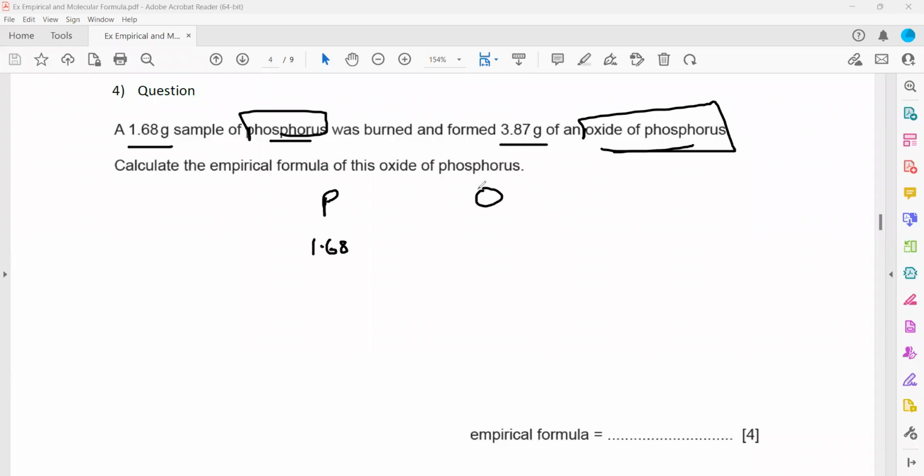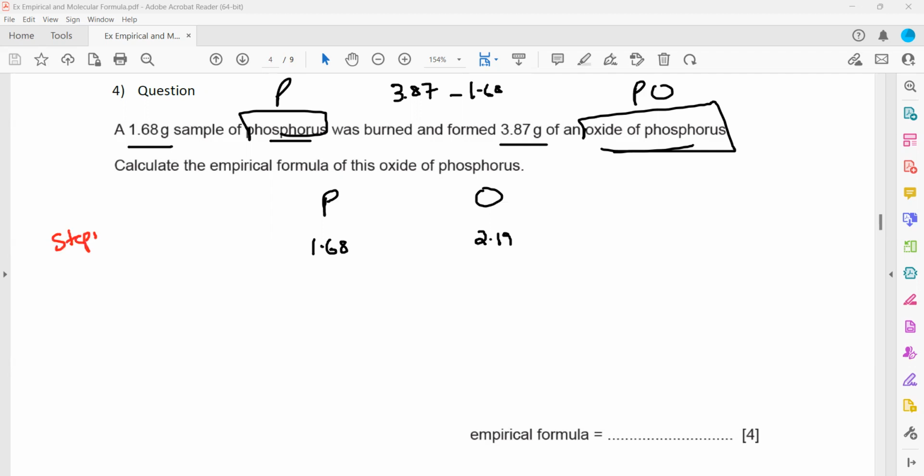1.68. But what about the mass of oxygen? Because this is the mass of phosphorus and oxygen, and this is the mass of phosphorus. So how to know the mass of oxygen? We just subtract: the mass of phosphorus oxide minus the mass of phosphorus will give us how much oxygen is there. So it will be 3.87 minus 1.68, which will give us the mass of the oxygen in this compound, which is 2.19 grams. After getting 2.19 grams, we'll do the same method because we need the empirical formula.